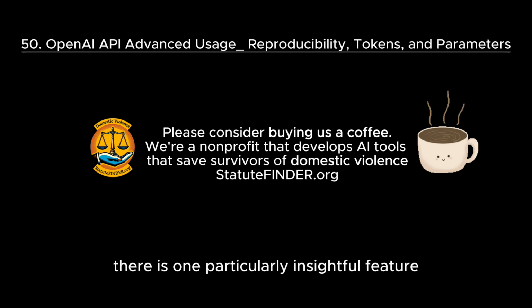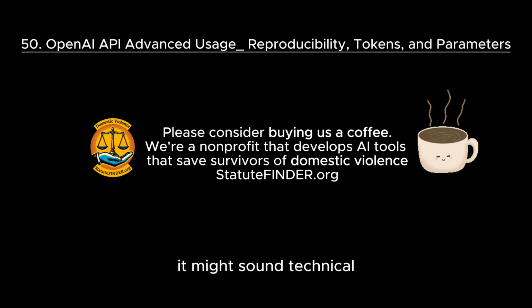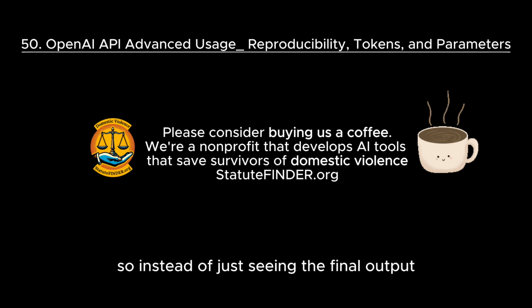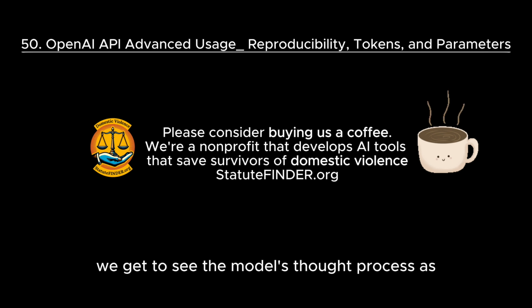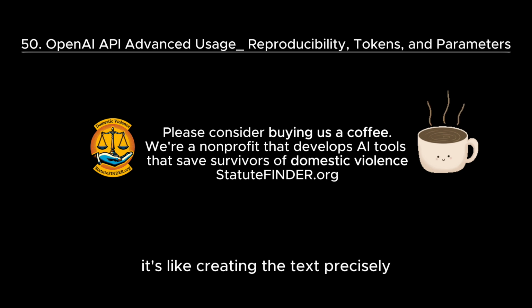There is. One particularly insightful feature is the concept of token log probabilities. It might sound technical, but it's actually a fascinating way to see the likelihood of the model choosing different tokens at each step of the generation process. So instead of just seeing the final output, we get to see the model's thought process as it's creating the text. Precisely. It's like peeking behind the curtain and seeing all the different paths the model could have taken before settling on the final output.